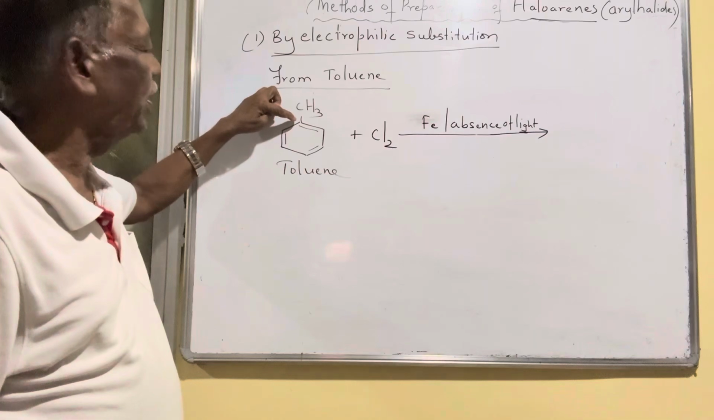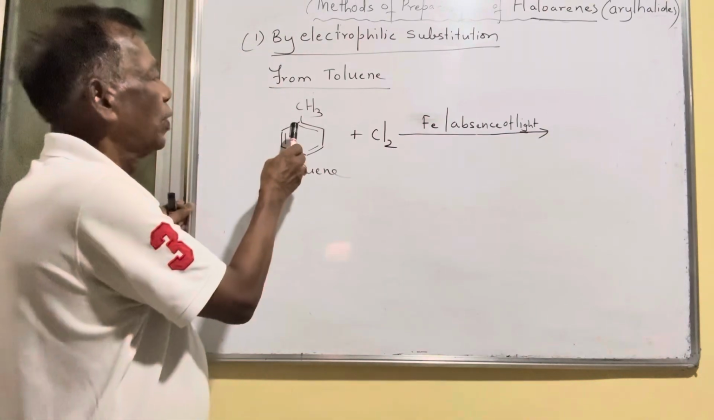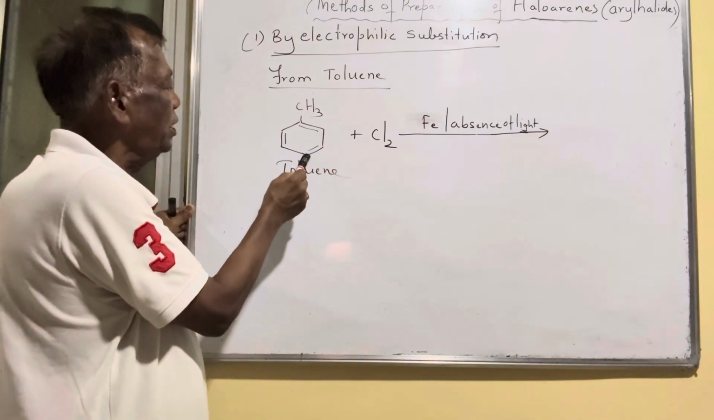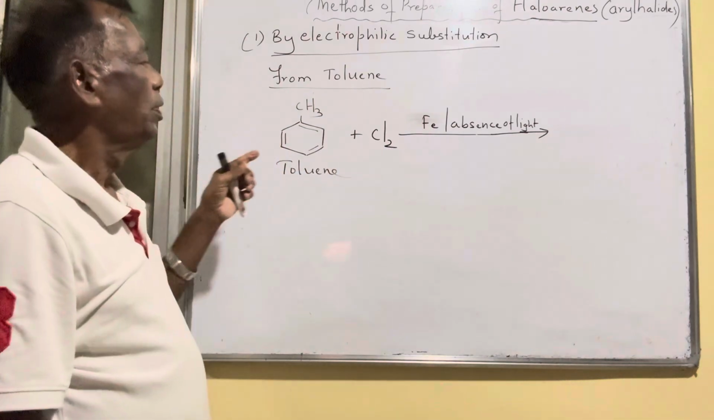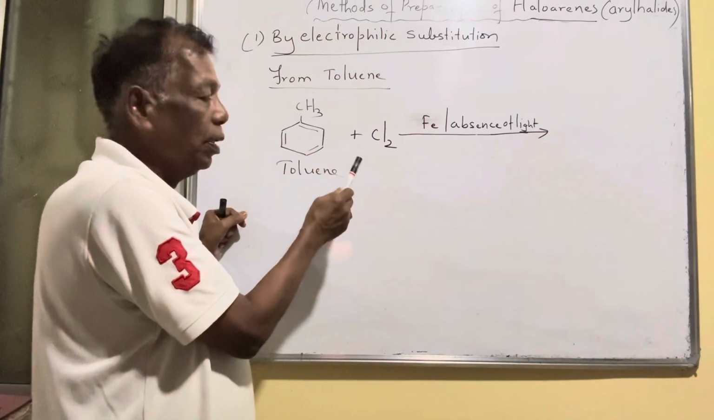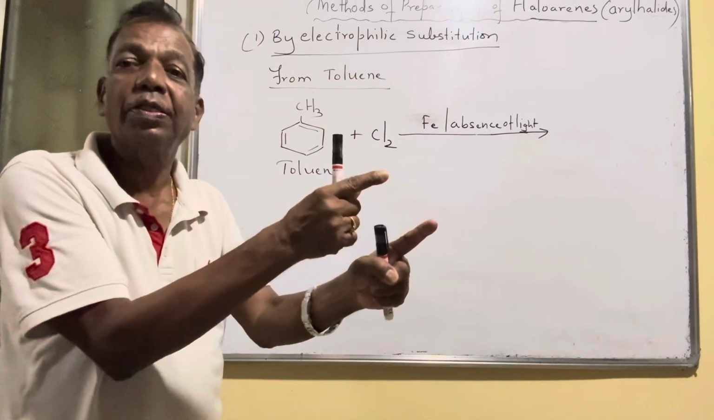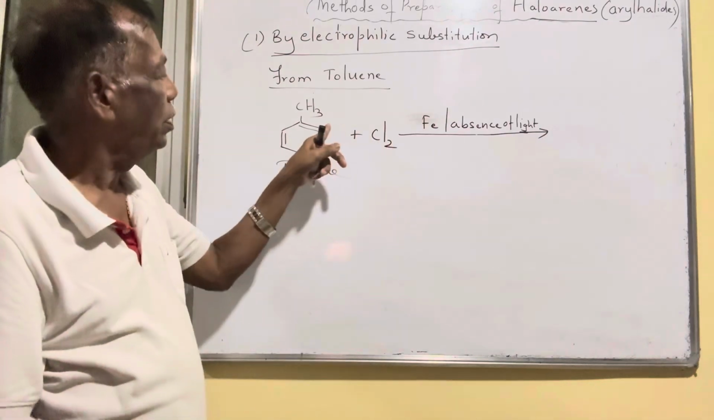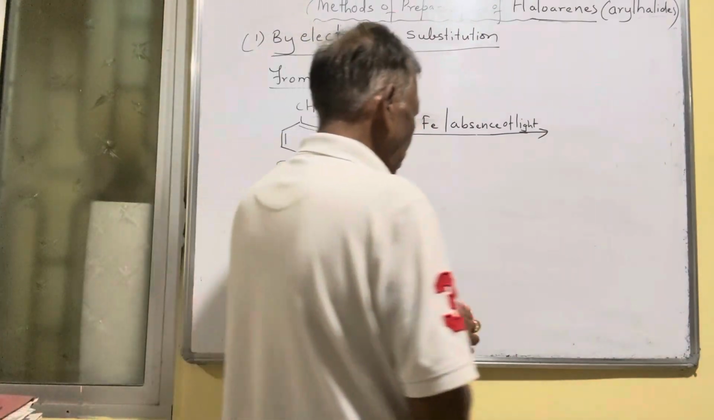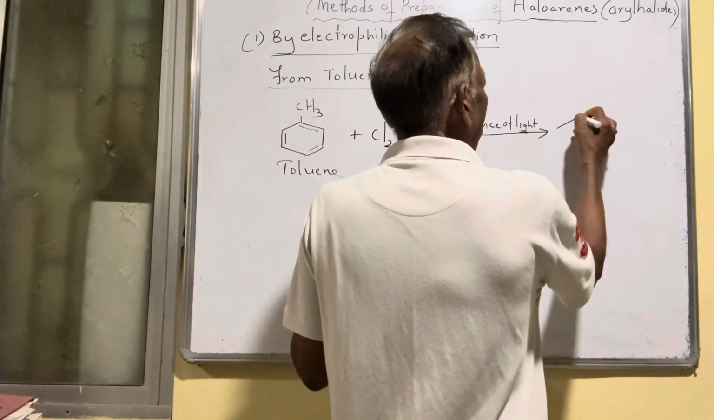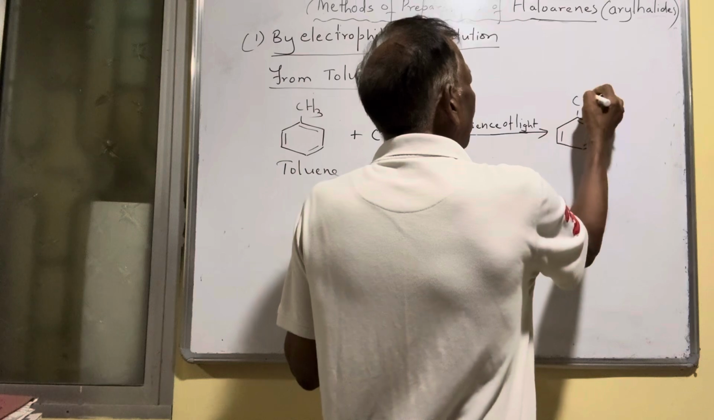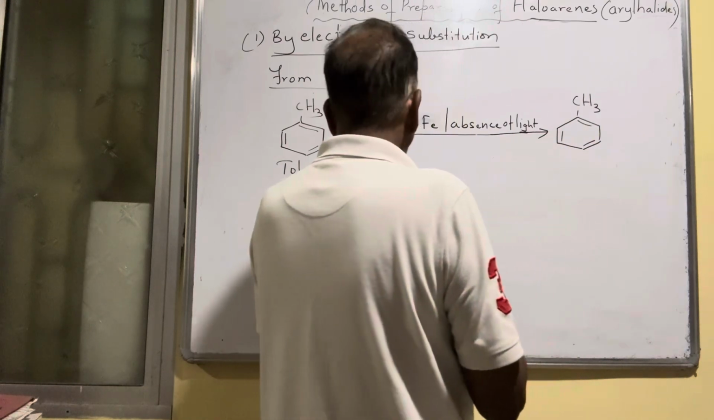See, this is carbon here at the corner, and this corner carbon has the methyl. Here there is CH, here there is CH, here there is CH, here there is CH, and here there is CH. That H from here and this chlorine will go out as HCl, and what will enter here? Cl. So it will become like this. The methyl group will remain as it is.